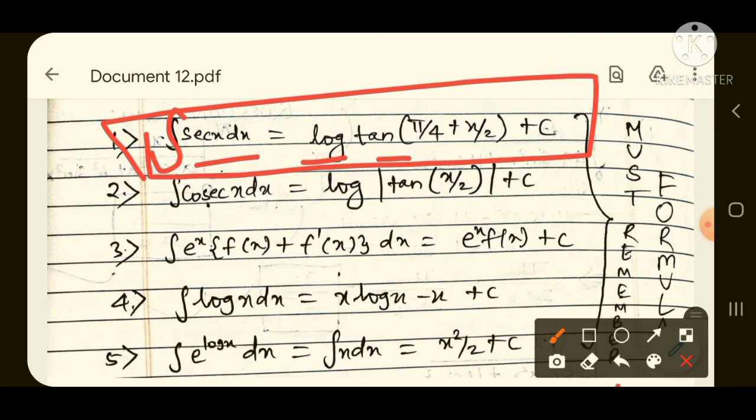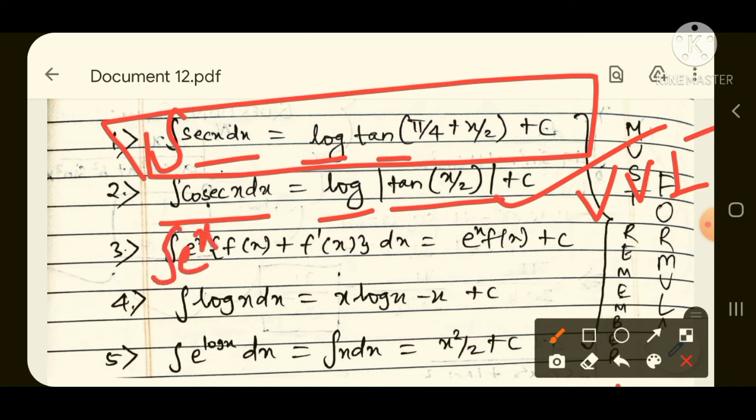Then the second formula is integration of cosecant x dx, which is equal to log of tan(x by 2). Again, this is a very important formula. Then our third formula is integration of e to the x times (f of x plus f dash of x). If this type is coming, then your answer is simply e to the x multiplied with f of x. So e to the x into f of x plus c.